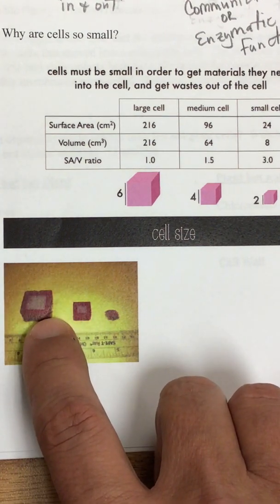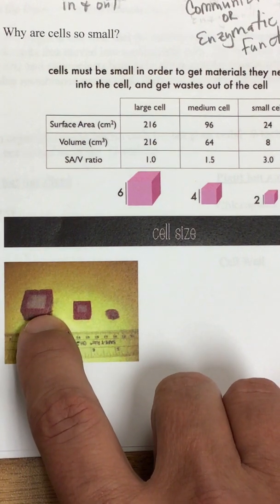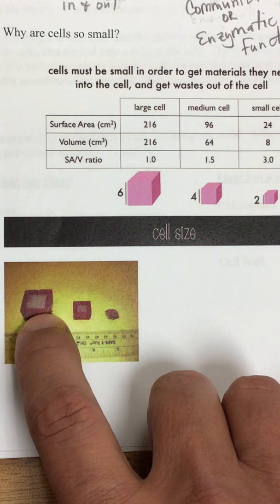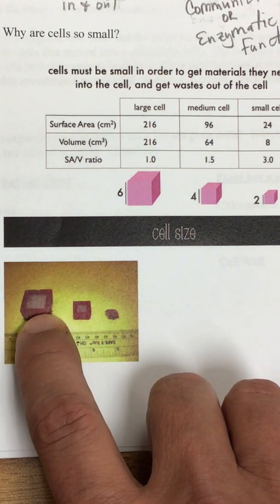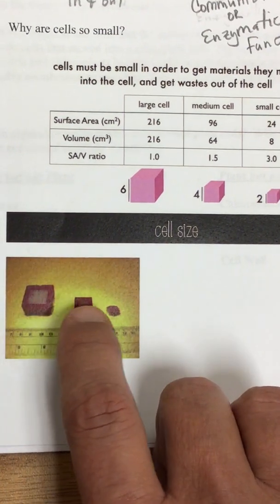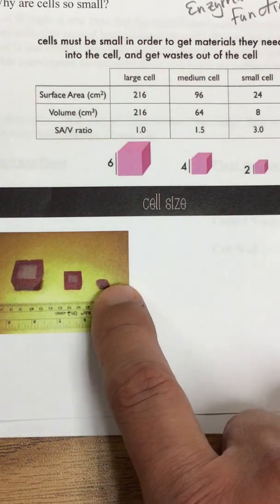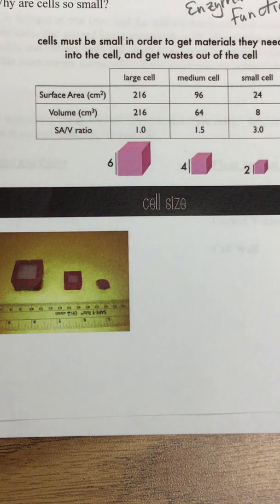So the gelatin was originally white, and wherever we see pink, that's where the chemical moved in. That would be like oxygen or water or other substances moving into that cell. You can see in the large, it doesn't get to the middle. The medium gets a little bit further, but in the small cell, it is going to be all the way through. And so that's an advantage to having a small cell size.